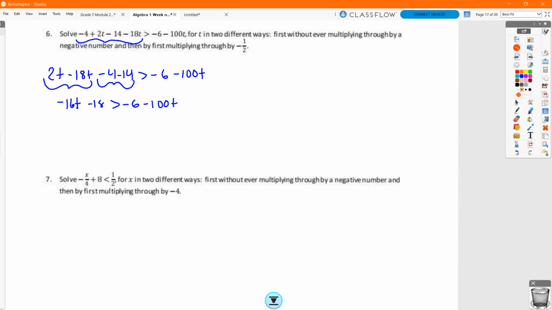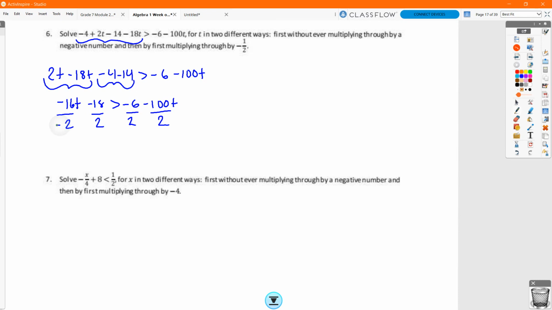All right, so it says first without ever multiplying through by a negative number, and then by first multiplying through by negative 1/2. So I don't have to multiply by a negative number to fix this to where I don't have any negatives. There is another way that I can get rid of all the negatives without having to multiply. I just got to look at all my values: 16, 18, 6, and 100. Those are all divisible by 2. So what if I divide the entire inequality by 2?